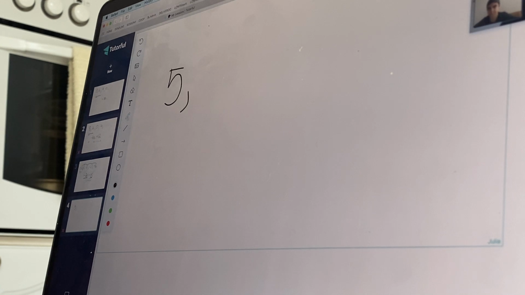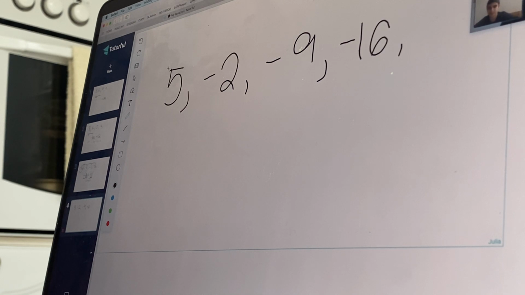We'll do 5, minus 2, minus 9, minus 16. Okay, have a go at finding the nth term of this one. This one's a little bit tricky. The term rule is subtract 7. Good. And then, to find the starting point, it's going to be 12. Yeah, the starting point 12. Good. So put that together into the nth term.